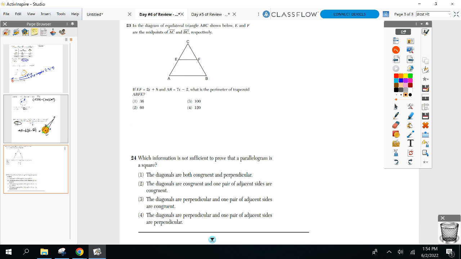Oh, this one was a beast. Good thing I got 5 minutes. All right, this is equilateral. Remember that at the end of this problem, I said that it's equilateral. EF is 2x plus 8, AB is 7x minus 2, and the last important piece: E and F are midpoints.